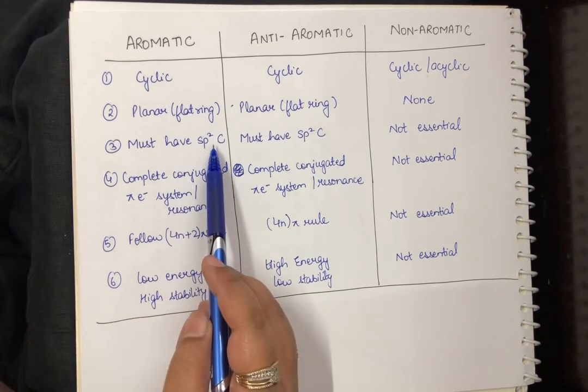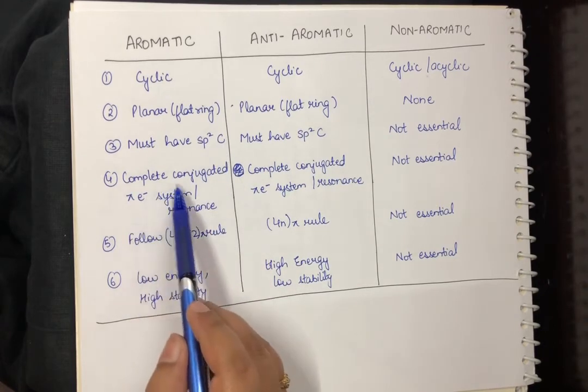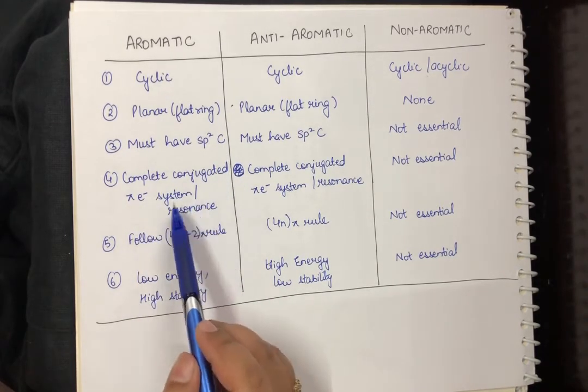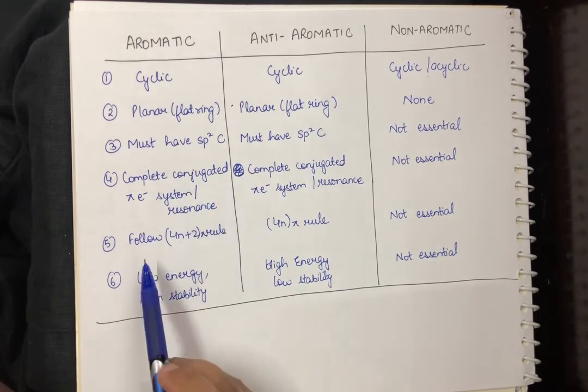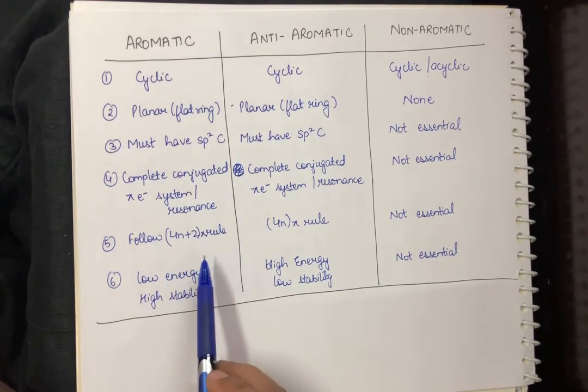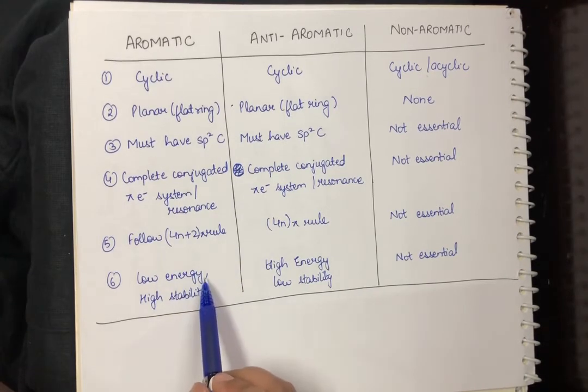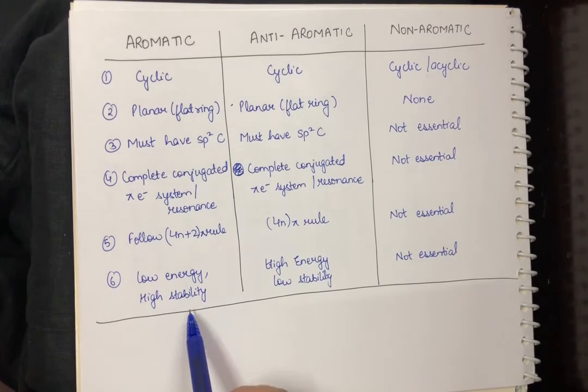It must have sp2 hybridized carbons. It should have a complete conjugated pi electron system. That means it should undergo resonance. It should follow the 4n plus 2 pi rule. That means Huckel's rule has to be validated. All the structures which are aromatic have low energy and high stability.